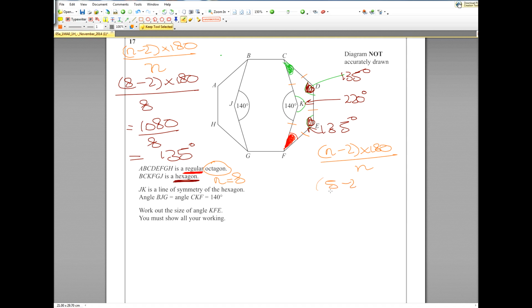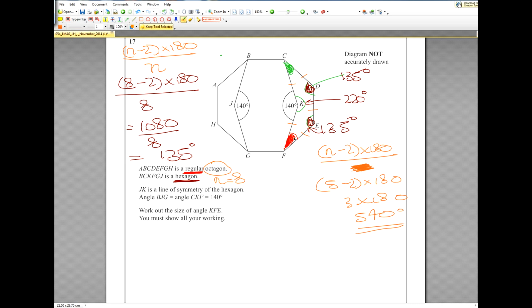5 minus 2 times 180. Actually, we don't need to work out what each one is. That'll give you 3 times 180. So we now know that these angles, the green, the red one, and these other angles must add up to 540. Lovely.